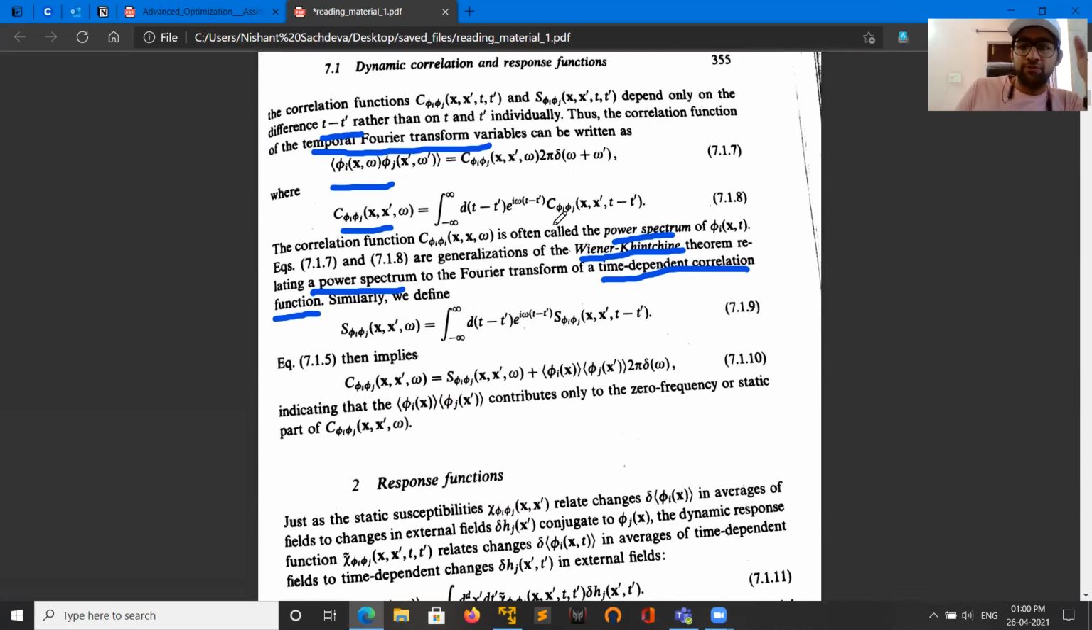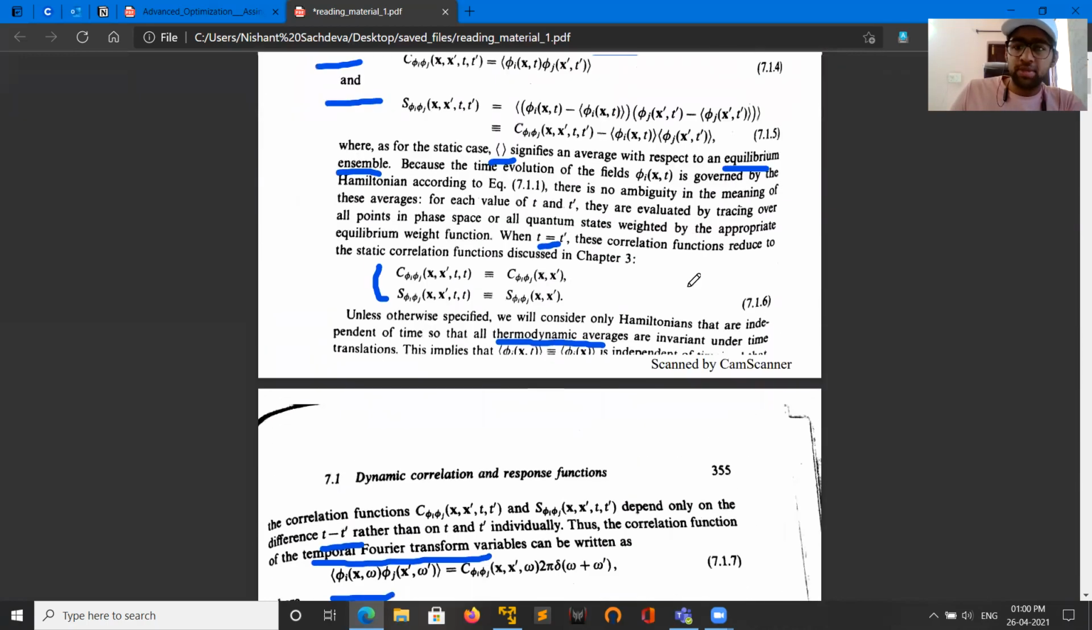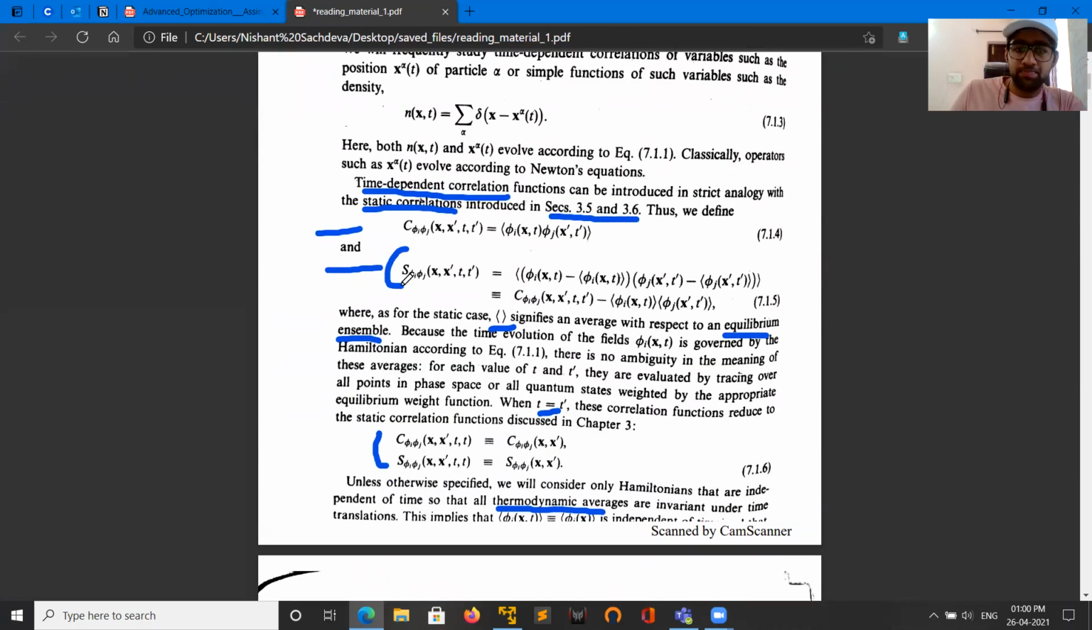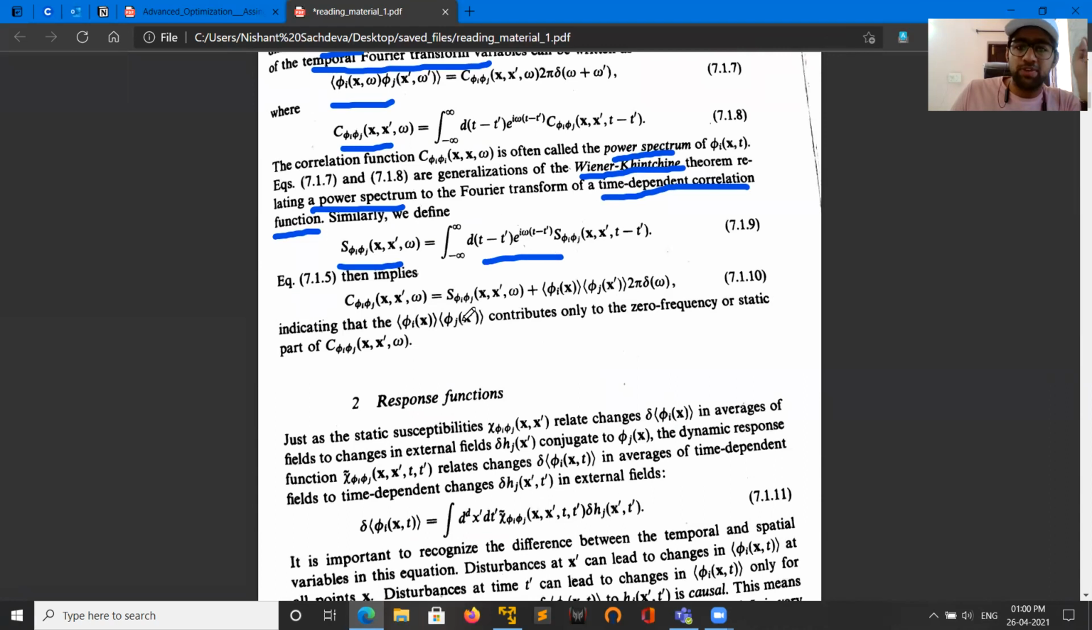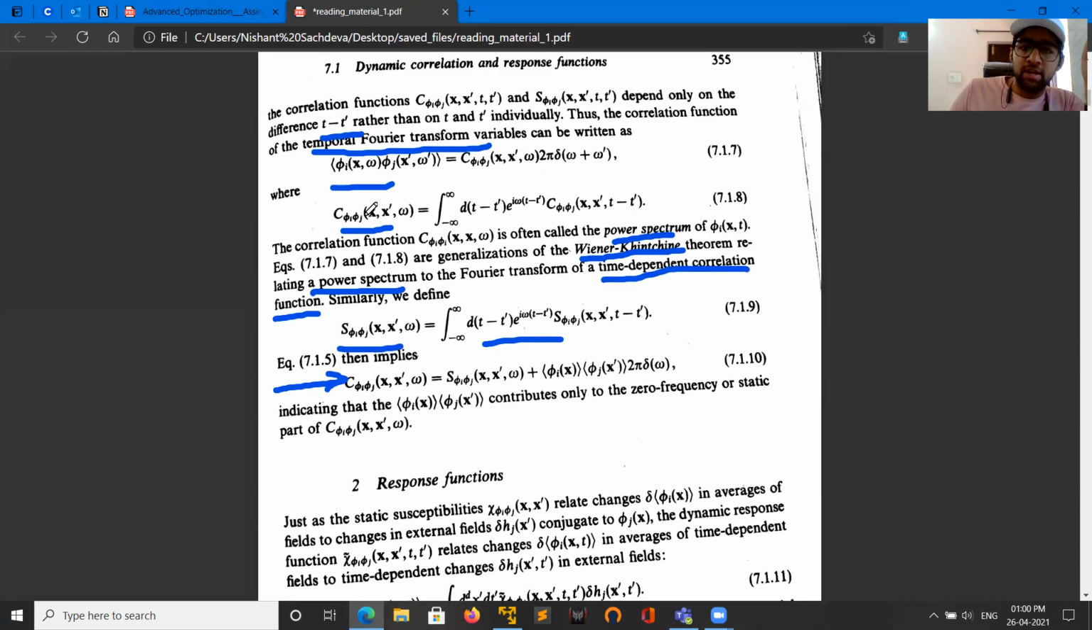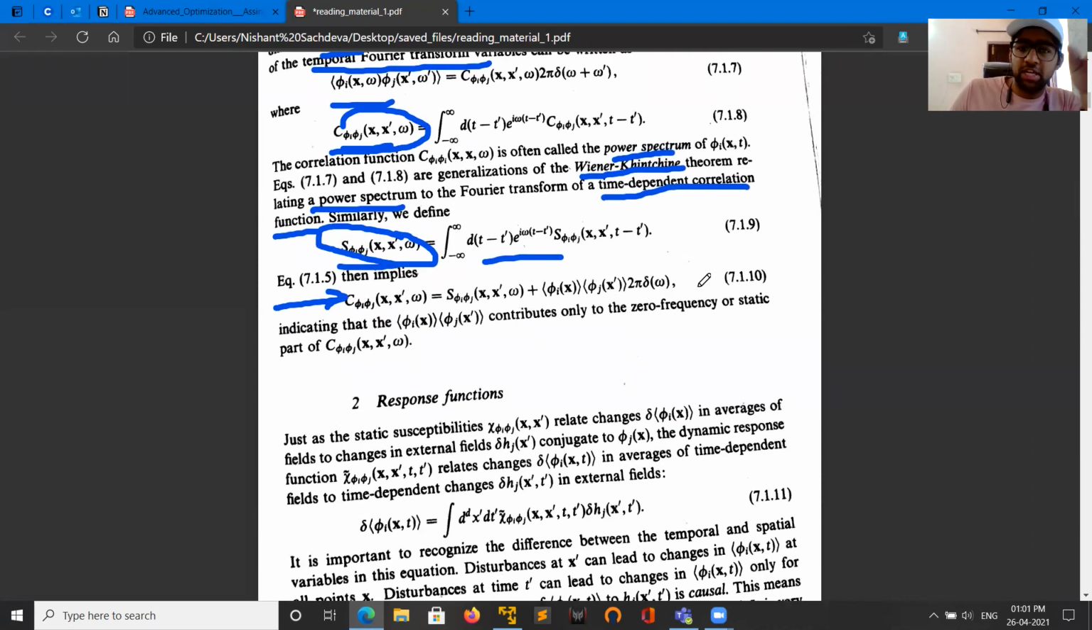Similarly, we now define, in the same format as the equation above, a similar equation but with different variables for different functions. So S phi i phi j is an integral over the time differences going from minus infinity to infinity. From the above equation, putting it into this one, we get this particular answer. So there we are able to relate this quantity and this quantity with each other.